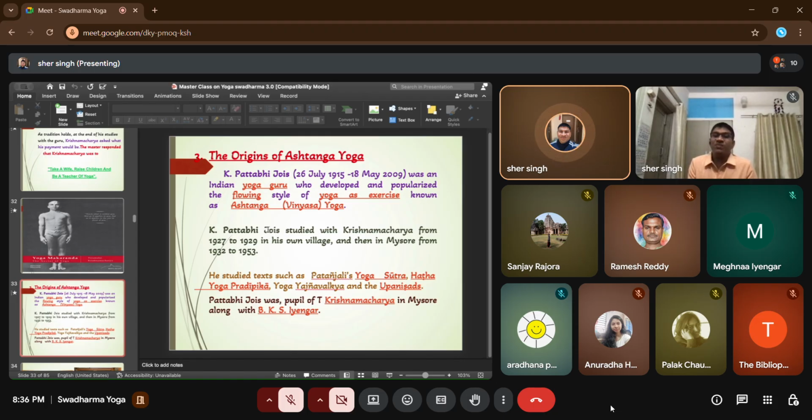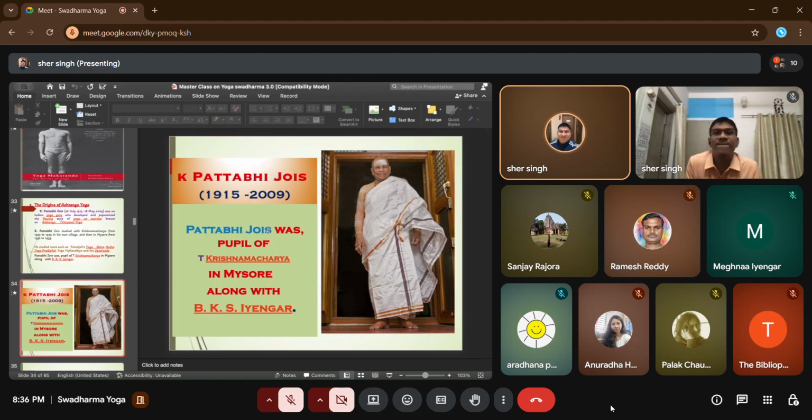This Pattabhi Jois and B.K.S. Iyengar were classmates and both were students of T. Krishnamacharya. Once they finished their education, B.K.S. Iyengar went to Pune and established the Iyengar style of yoga. And K. Pattabhi Jois, who was from Mysore, established his own shala in Gokulam and established this Ashtanga Yoga Mysore style. This is how Ashtanga Yoga Mysore style originates from K. Pattabhi Jois, Gokulam, Mysore.